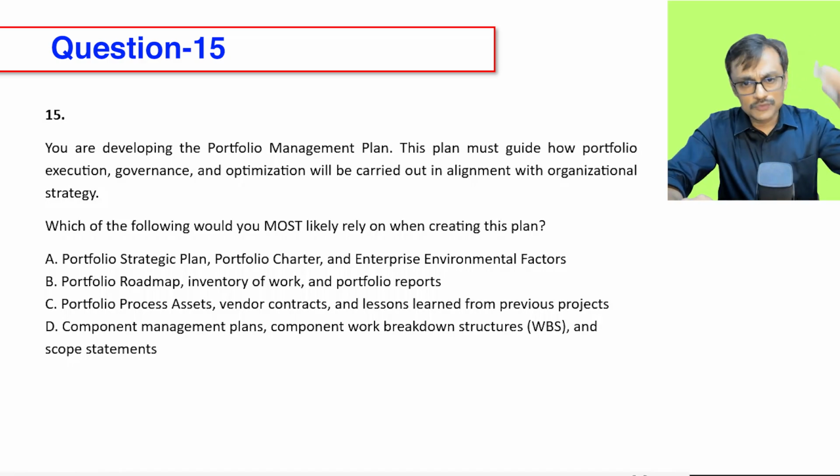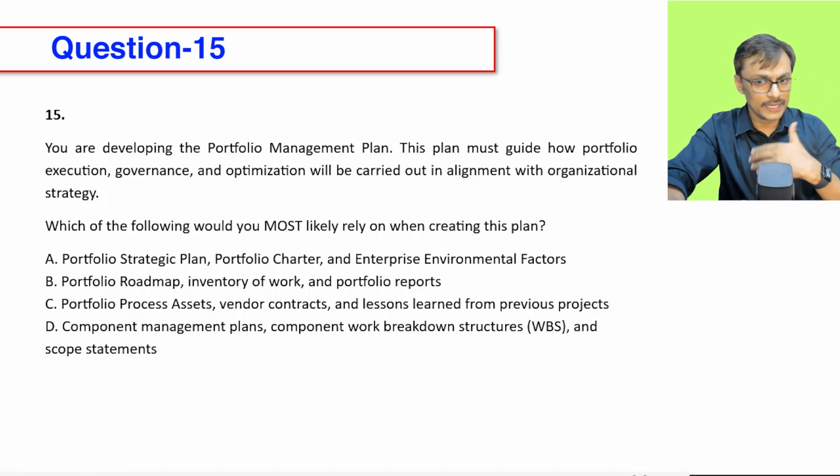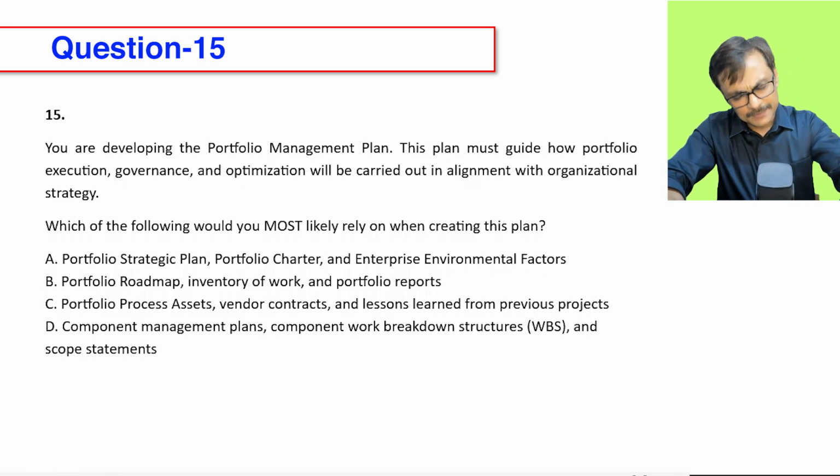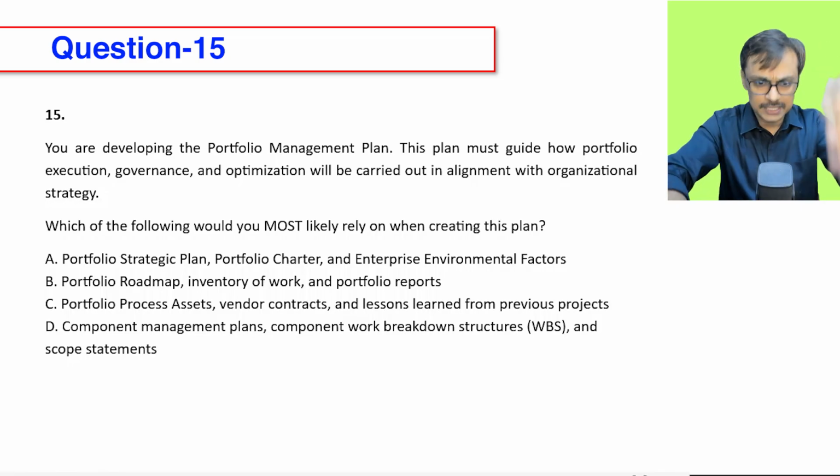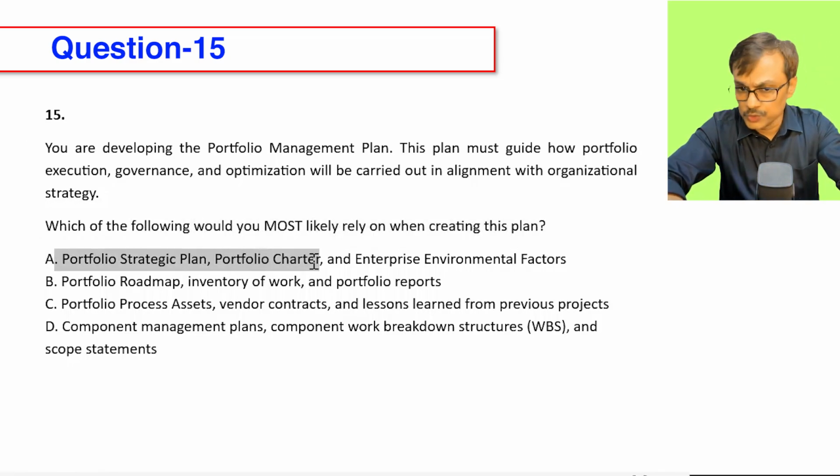So you know what all goes inside the portfolio management planning. All the things which you do at a strategic level come into portfolio management planning. Your enterprise environmental factors and all those assets also come into portfolio management planning. But you can definitely use elimination also to find the answer. Let's see. So yes, I do need to use the strategic plan. I need to use the portfolio charter. I need to use the enterprise environmental factors. Looks good. Portfolio roadmap, yes.